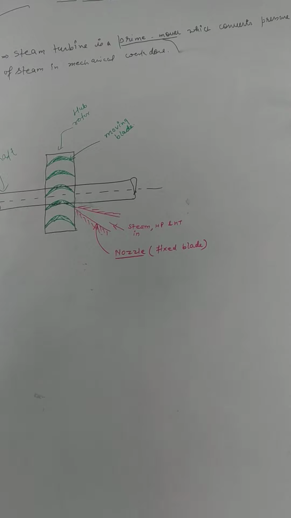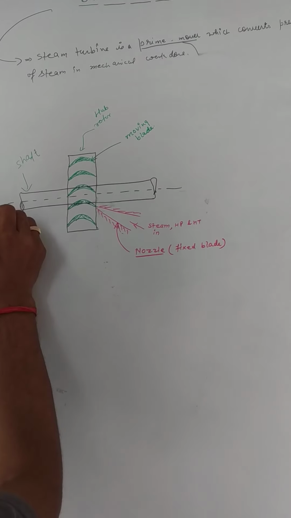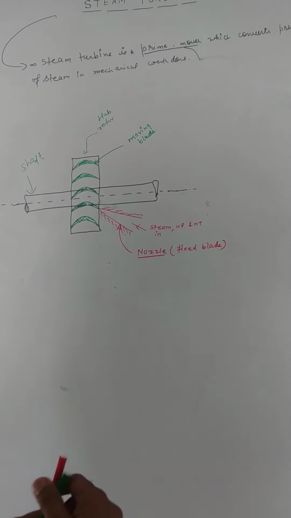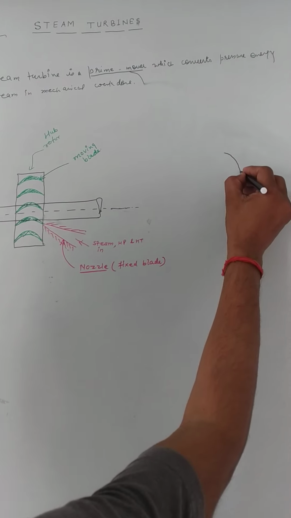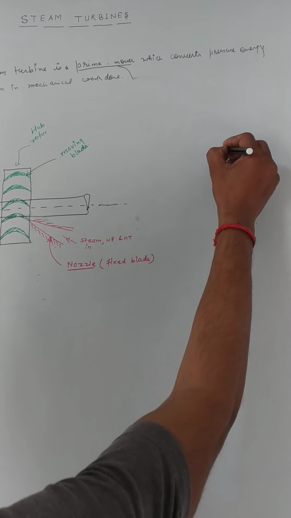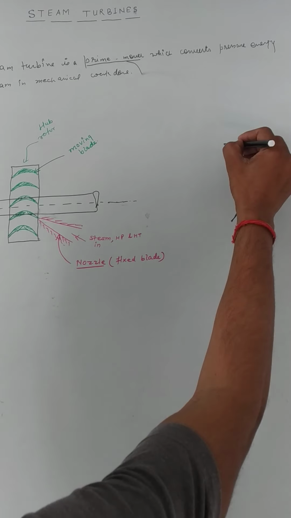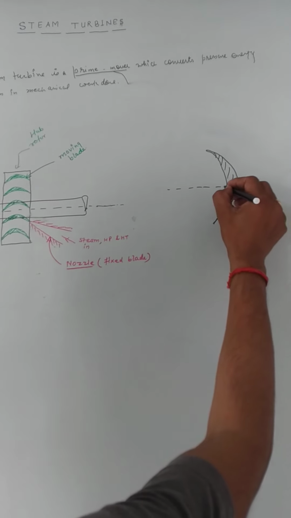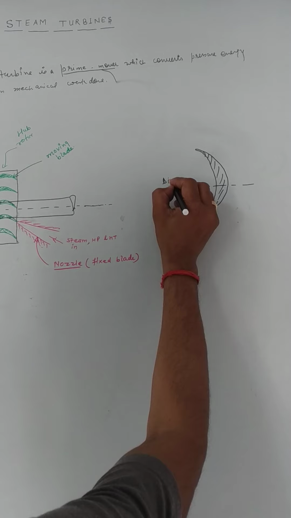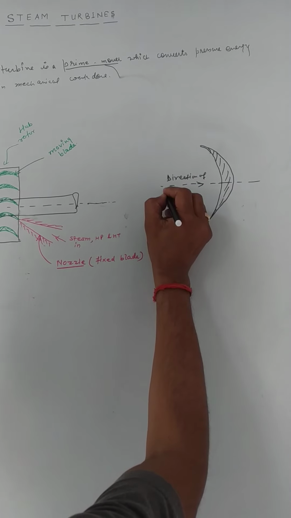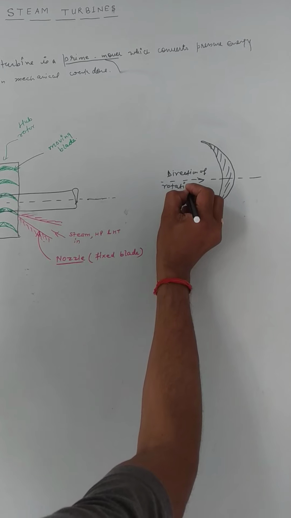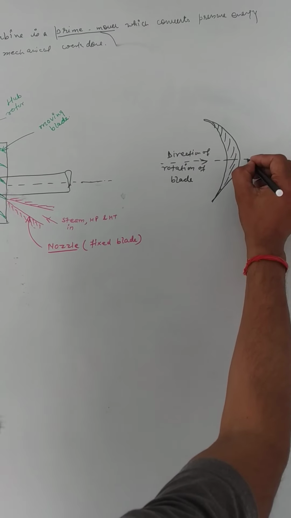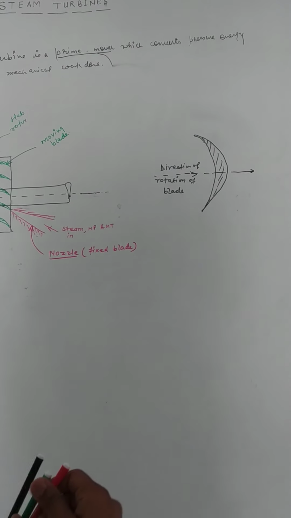This is the axis of the shaft. The shaft is here. You can see one blade. This is one moving blade. This is the direction of rotation of the blades. This is the moving blade, and in this direction you will get a resultant force.